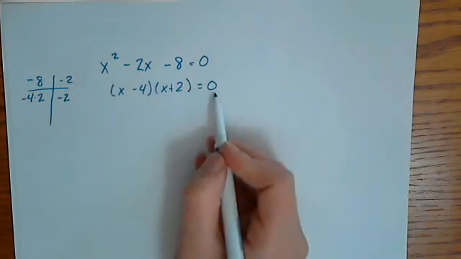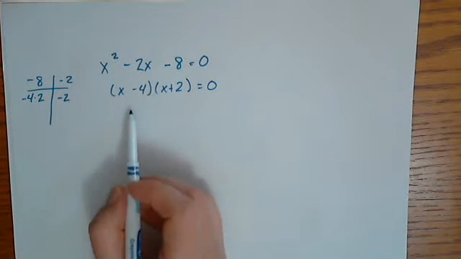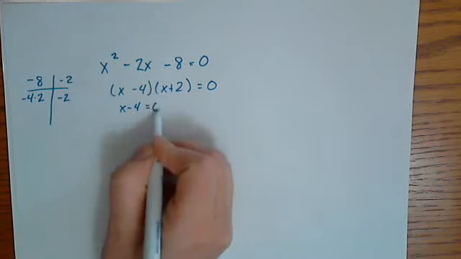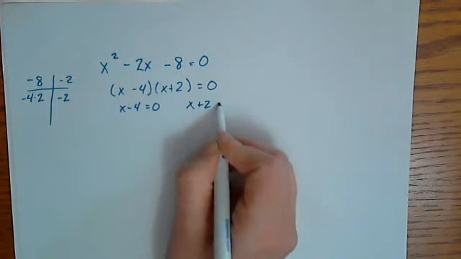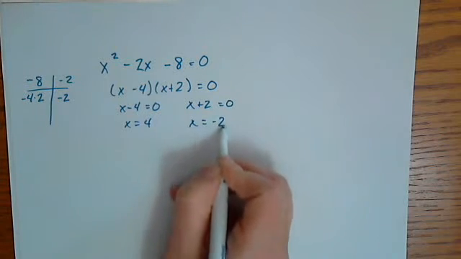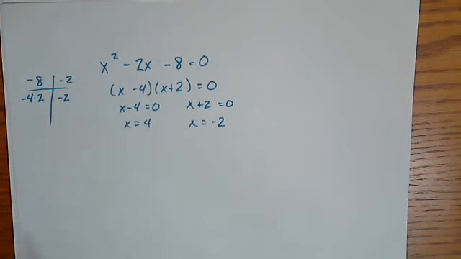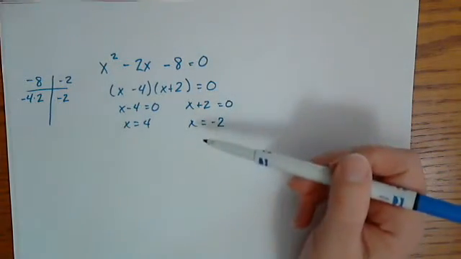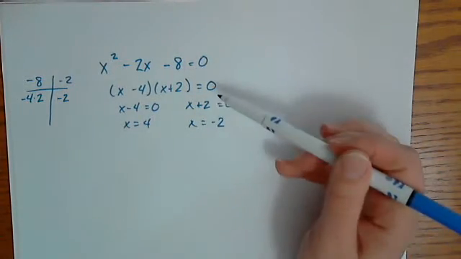And if that whole thing is equal to 0, then I can use my zero product property to say x minus 4 would be 0 or x plus 2 equals 0. So x is equal to 4 or x equals negative 2. So there are a couple of different ways. You already know how to do this. You already know how to factor it. But what does this actually mean?